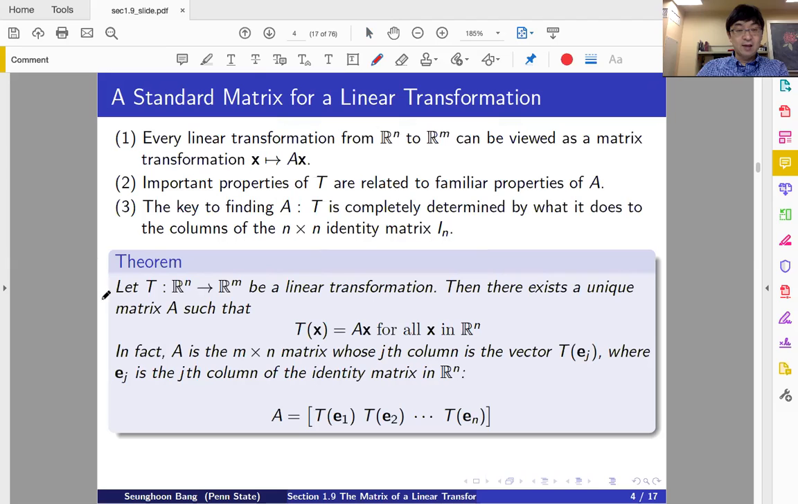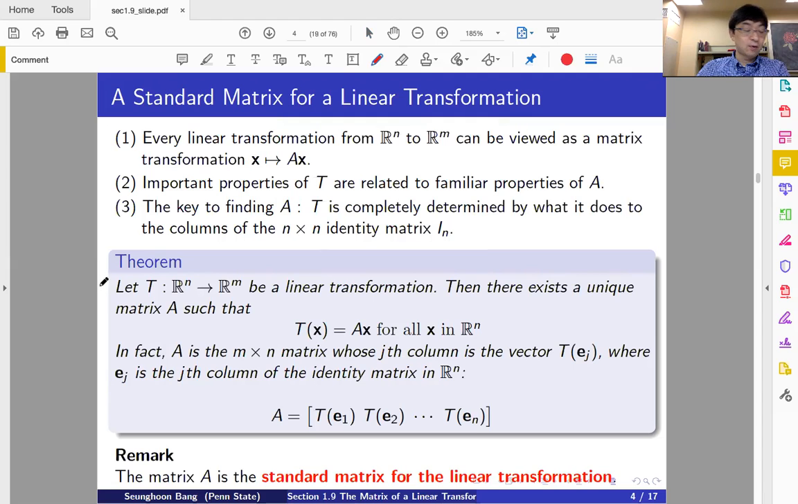From the previous example, we have TE1, TE2, up to TEn. This is exactly matrix A. This is the whole idea for finding the formula for Tx. The matrix A is called the standard matrix for the linear transformation.